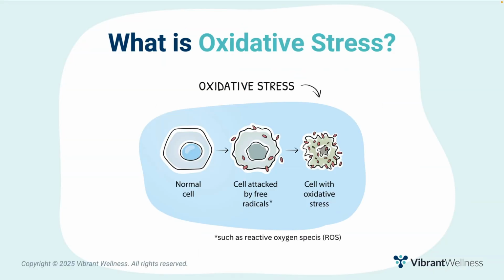Oxidative stress refers to an imbalance between the production of reactive oxygen species, or ROS, and the body's ability to eliminate them through antioxidant defenses. Said another way, oxidative stress occurs when the body is unable to keep up with the accumulation of ROS due to inadequate intake of antioxidants, poorly functioning endogenous antioxidants, and/or a diet and lifestyle that generates excess reactive oxygen species.